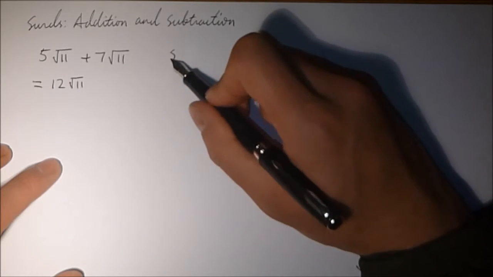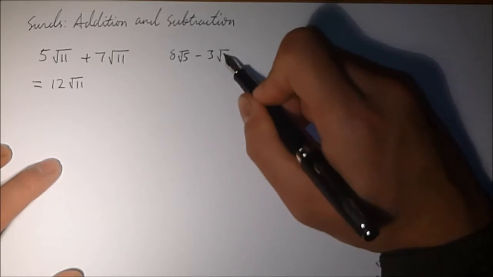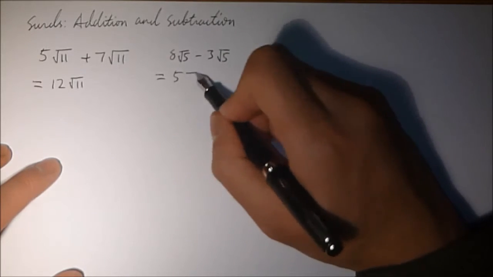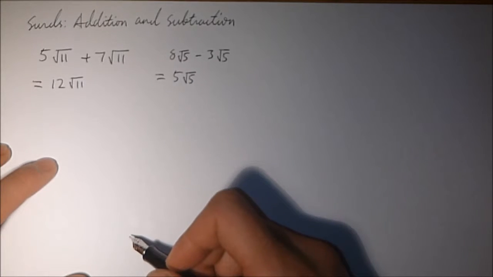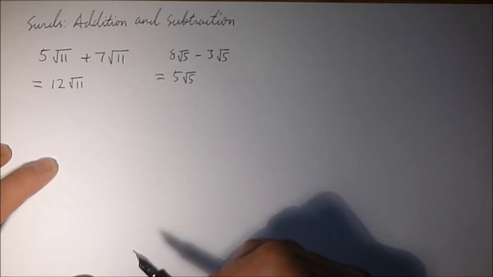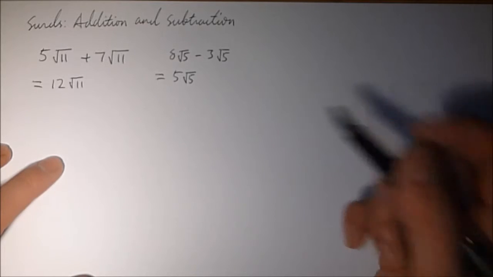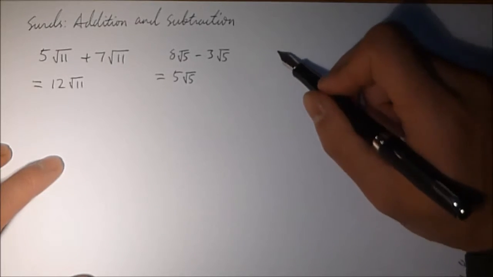Similarly, 8 square root of 5 minus 3 square root of 5, and we end up with 8 minus 3, 5 square root of 5. And just like in algebra, the terms that are not the same, you can't do anything to them. The surds that are different, you can't really do anything to them either.